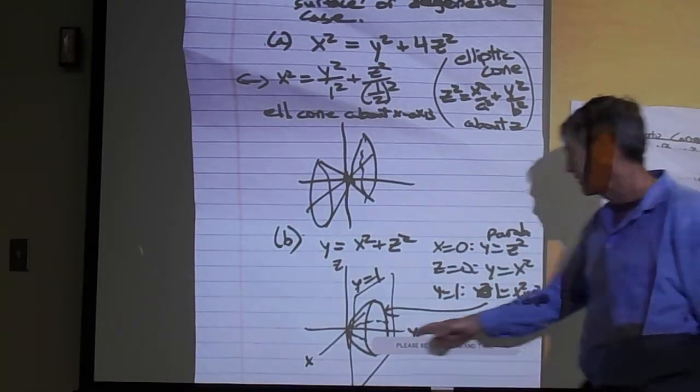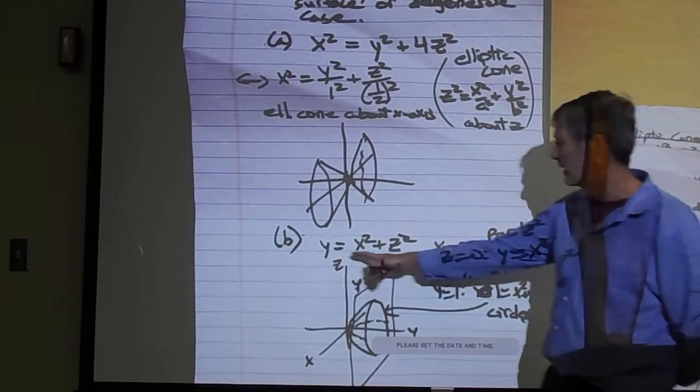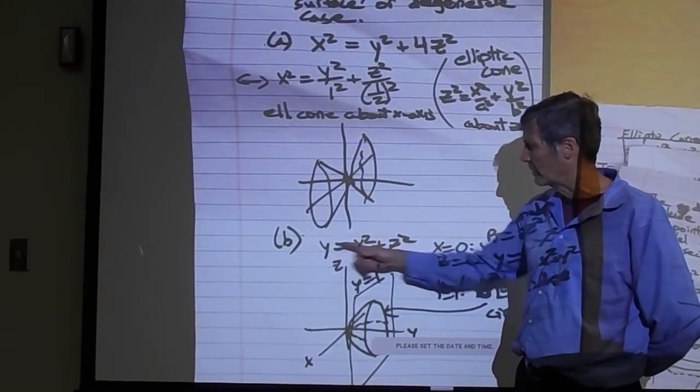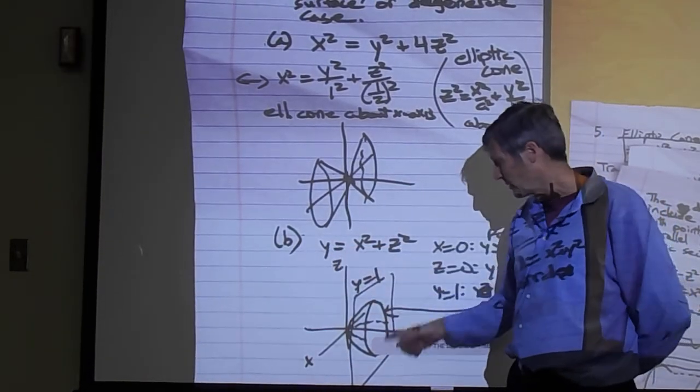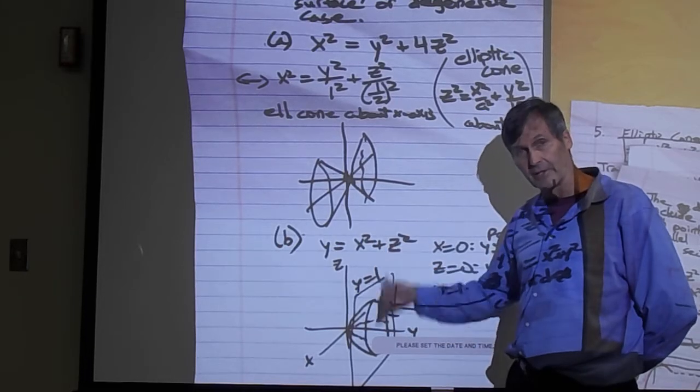So the cross section I can draw, actually if I put in y equals 1 in here, that's a nice one. You get x squared plus z squared equals 1. Oh, it's the unit circle. So I get the unit circles as cross section. That's a nice one to draw.